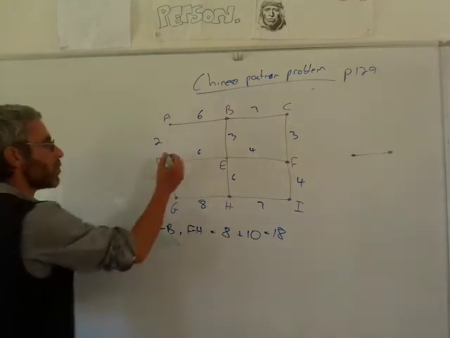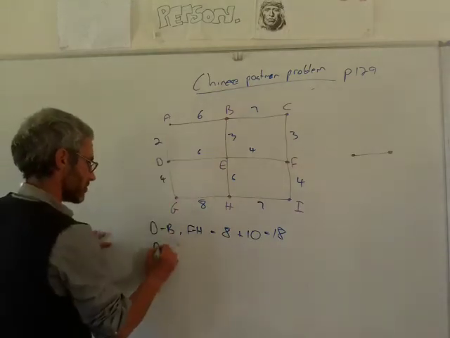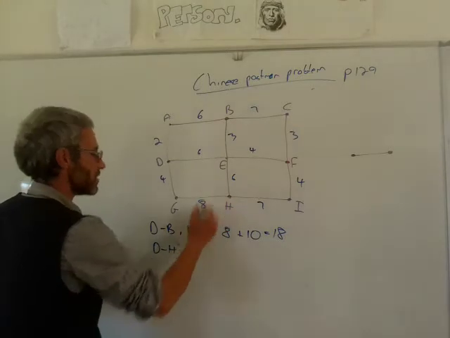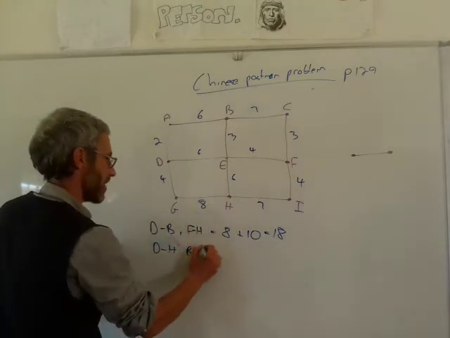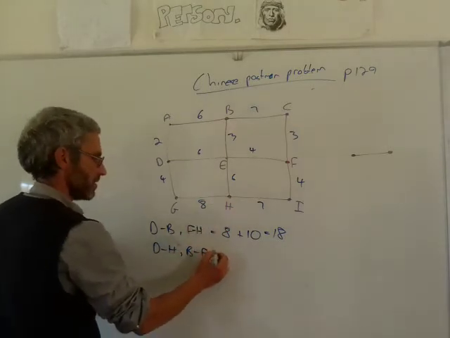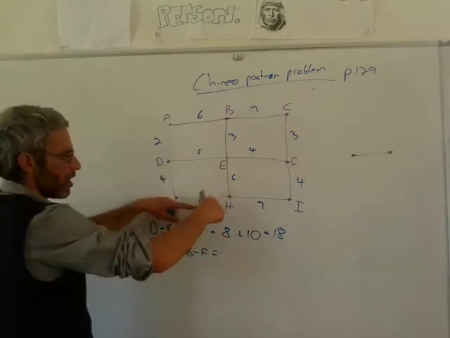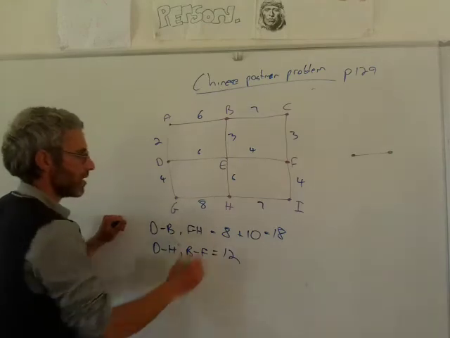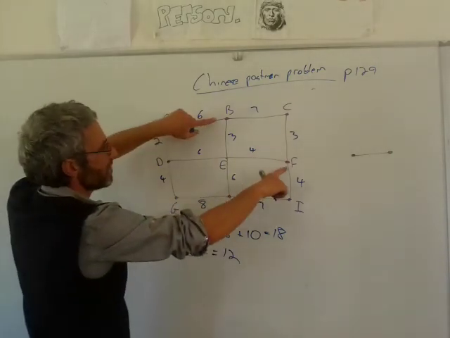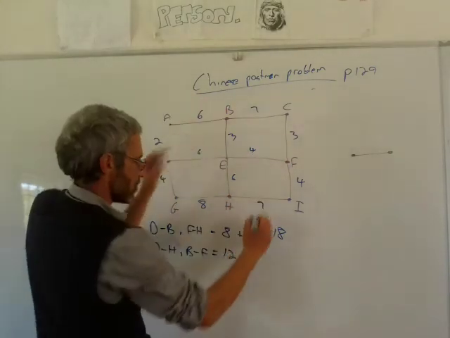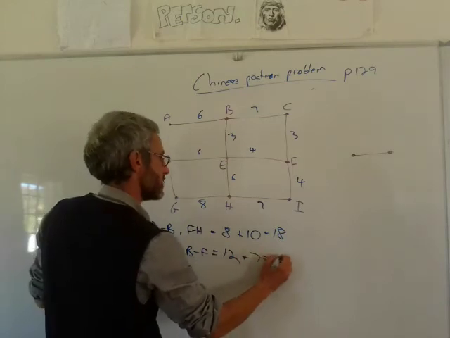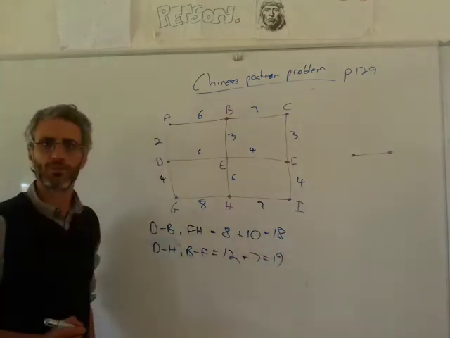Okay? Next one, let's pair D and H. So D and H, that means B will be together with F. Okay. D and H, 12 or 12, well, it's 12 either way. B and F, either 7 or 10. So I'll go with 7, 19. So not so good. Okay?